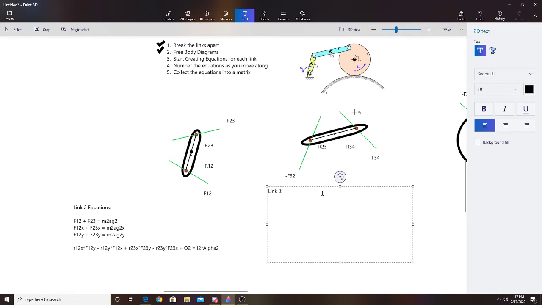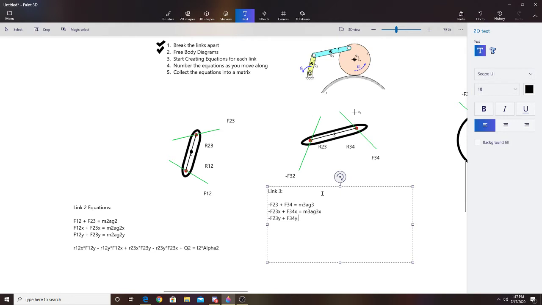So, link 3. We have negative F23 plus F34 is equal to m3 ag3, almost did it again. And then we have the x component, which is minus F23x plus F34x is equal to m3 ag3x. As you can tell, I'm getting a little tired of typing these things out.